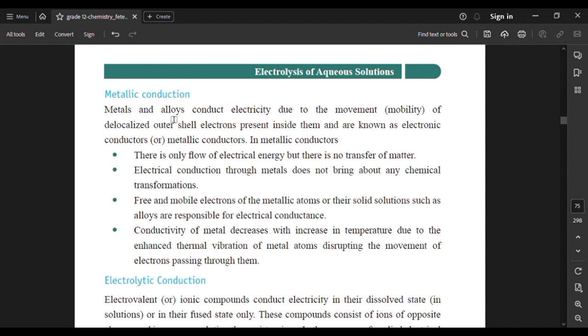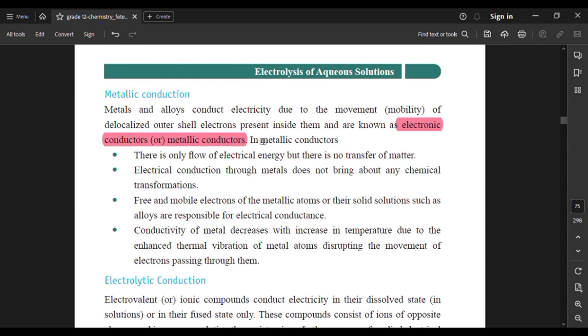Metals and alloys conduct electricity due to the movement or mobility of delocalized outer shell electrons present inside them, and are known as electronic conductors or metallic conductors. That means metallic conductivity occurs in pure metals and metal alloys. Metallic conduction jechuun pure metal fi alloy metallic gidduutti kan inni occur ta'u pure metals fi metal alloy gidduutti jechuudha.